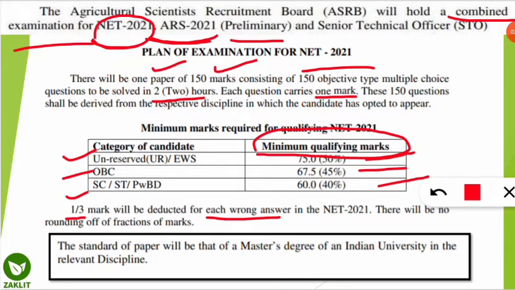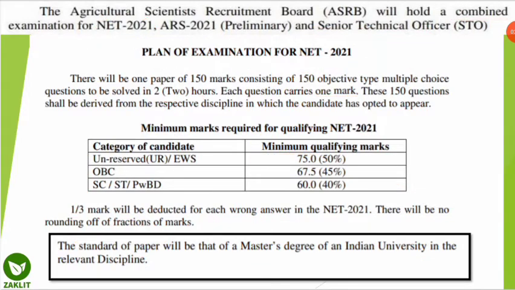Now we will see what the standard of the question paper will be. The question paper will be one, whether you are applying for ARS, or for NET, or for the STO also. In environmental science, we will be talking further in this video, but you should know the standard of the paper will be that of a master's degree of an Indian university. So the PG or master's syllabus, that quality, that standard will be the question paper of this preliminary exam or ARS NET exam. So this is clear. This will not be that tough. It will be of MSc or master's degree kind.